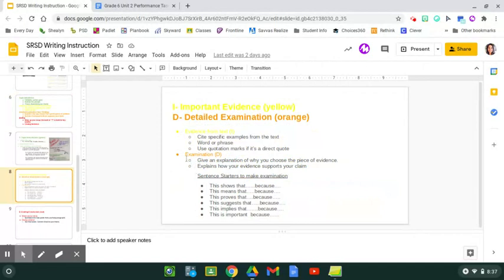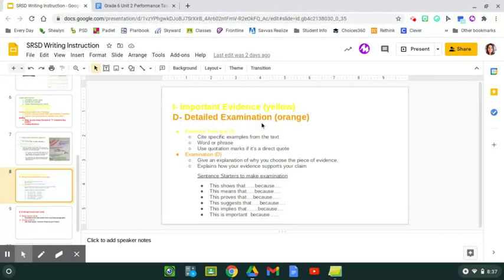So when we are making a detailed examination, we use some sentence starters, and if we see any of these sentence starters in our writing, this is a clue that that's going to be our examination, our thinking. So we could use: this shows that because, this means that because, this proves that because, this suggests that, this implies that, or this is important because.